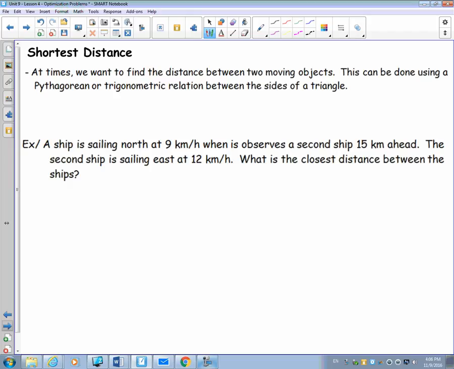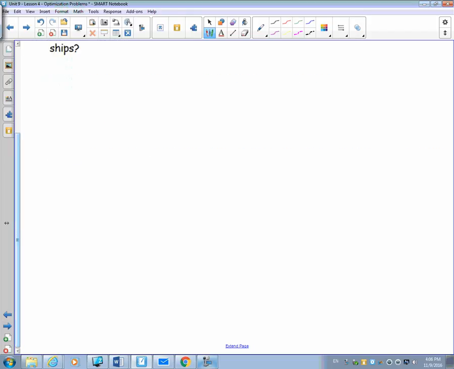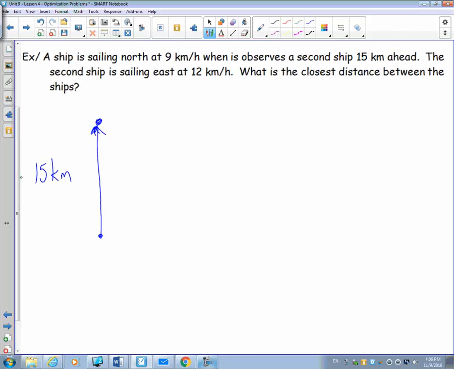The ship is sailing north at 9 kilometers an hour and observes a second ship 15 kilometers ahead. So I've got a ship down here. It's going this way. And it sees another ship. Right now, it's 15 kilometers ahead of it. Okay. The second ship is sailing east. So it's going this way at 12 kilometers an hour. What's the closest distance between the ships?